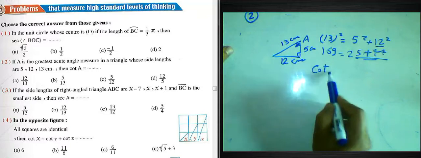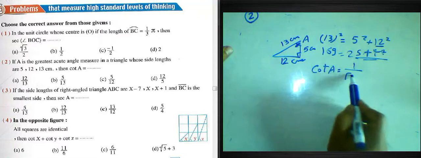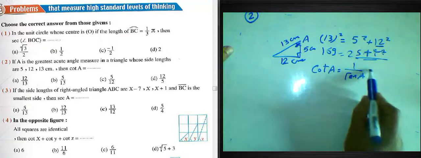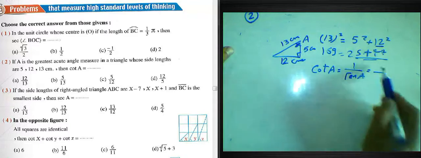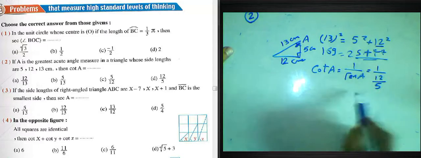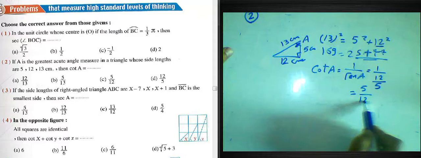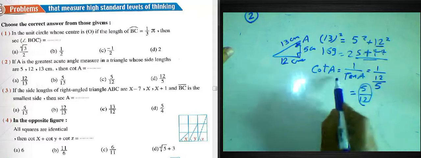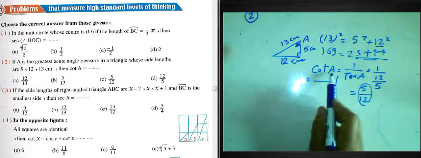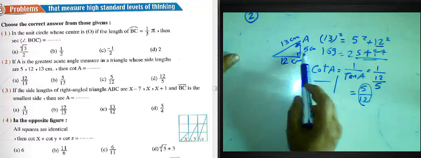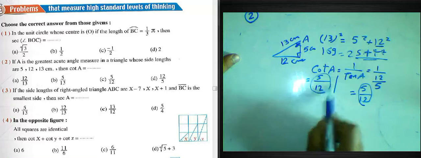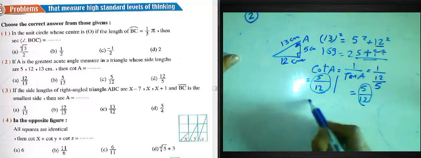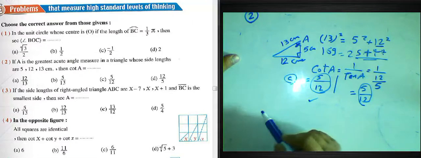Cotan A is 1 over tan A. We know tan A is opposite over adjacent, which is 12 over 5, so cotan A will be 5/12. Or you can find it in the first step, cotan A is adjacent over opposite, 5/12 in only one step. Okay, so the result will be 5/12. We will choose letter C for question number 2.